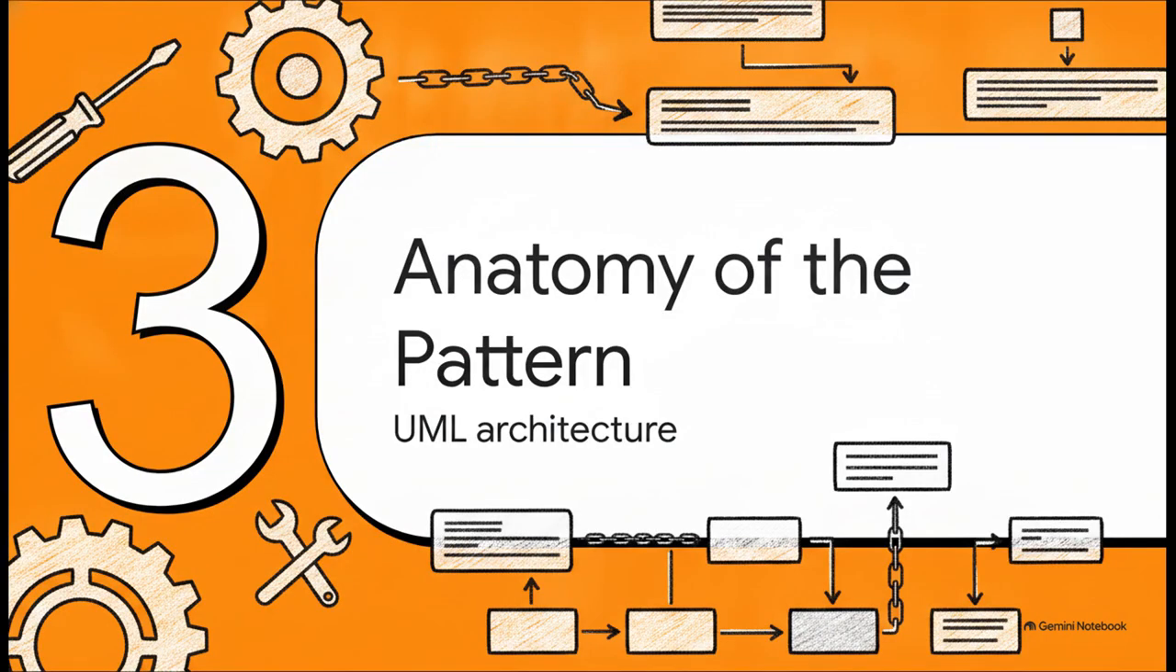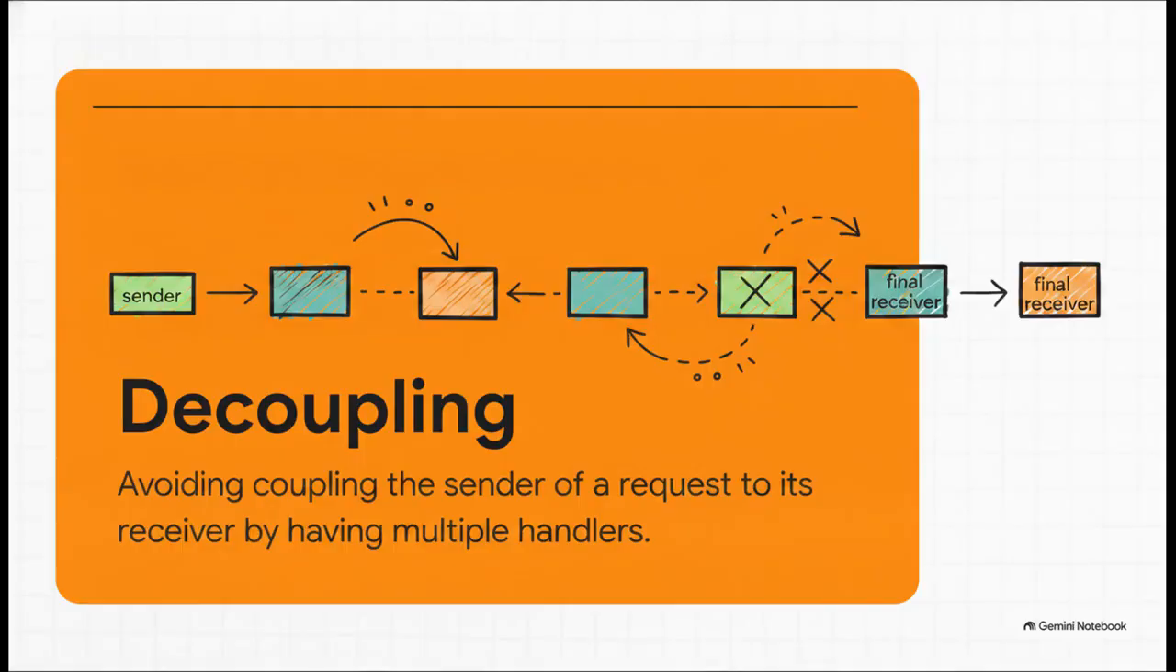All right, Section 3, Anatomy of the Pattern. Diving into the UML architecture. Now that we've got the analogy down, it's time to roll up our sleeves and look under the hood. The absolute beating heart of this pattern is a concept called decoupling. We are explicitly avoiding coupling the sender of a request to its receiver.